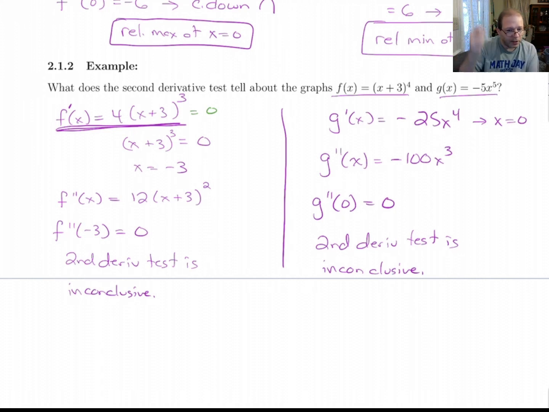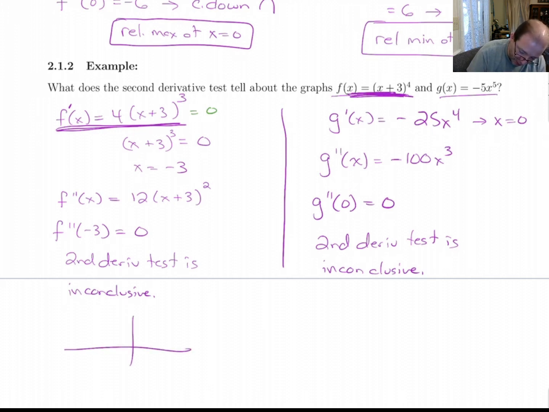So if you look at these graphs, if you were to graph these, x plus 3 to the fourth is going to look like this. It's going to be like a flattened parabola over here. So this one has a minimum, but the second derivative test is unable to detect it. And same thing over here, minus 5x to the fifth. This one's actually maybe a little more interesting. This one is shaped like this.